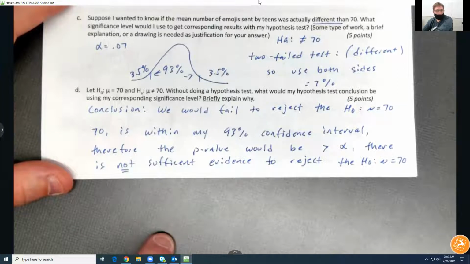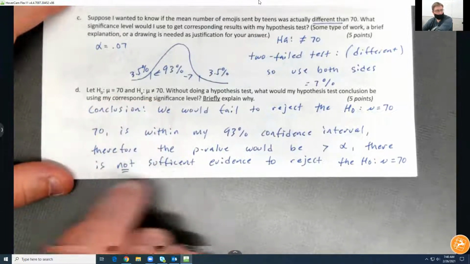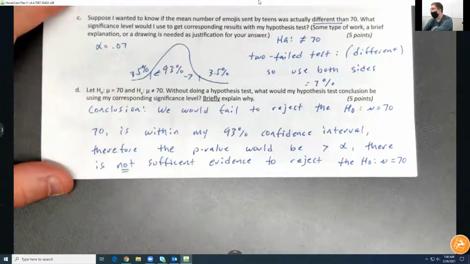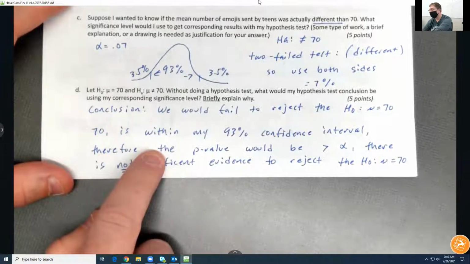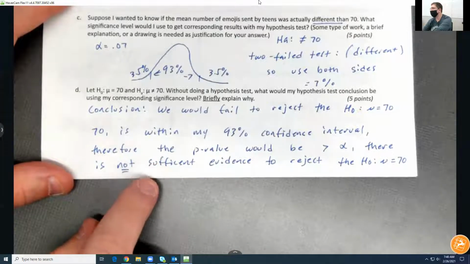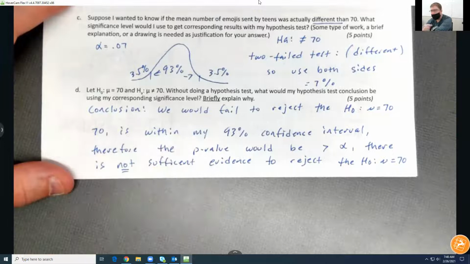Or I might ask, would my hypothesis be rejected or failed to be rejected based on a 93% confidence interval? He goes back, oh yeah, my interval is this. It fits inside of it, I'd fail to reject. So these are probably going to be more in line with your multiple choice questions. If you're wondering how I'm going to multiple choice this stuff, I'm probably going to have two really dumb answers, and two where either one of those would work. Just like it always is.